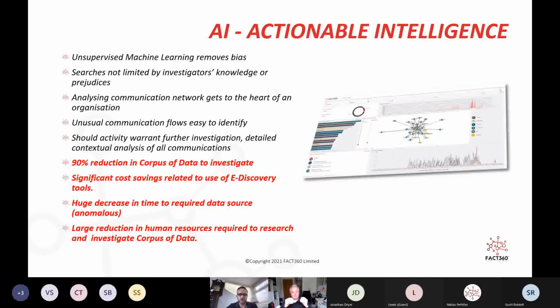So if I look at the two significant values here, it really is about reducing the time to get to the data so you can make a decision on whether there is a case to be had, and then obviously looking at the cost reductions based upon tooling and also physical human resources.